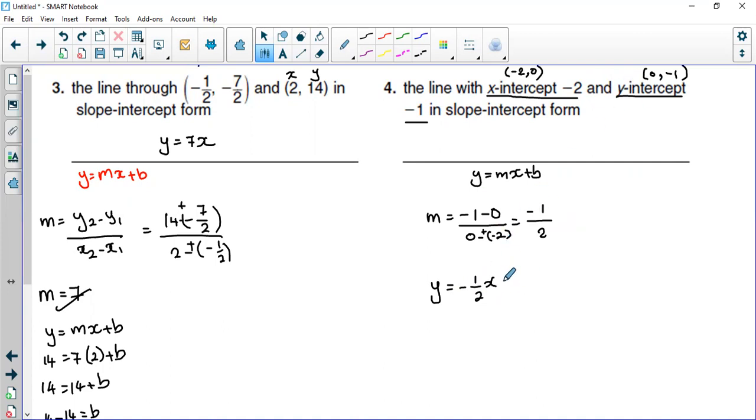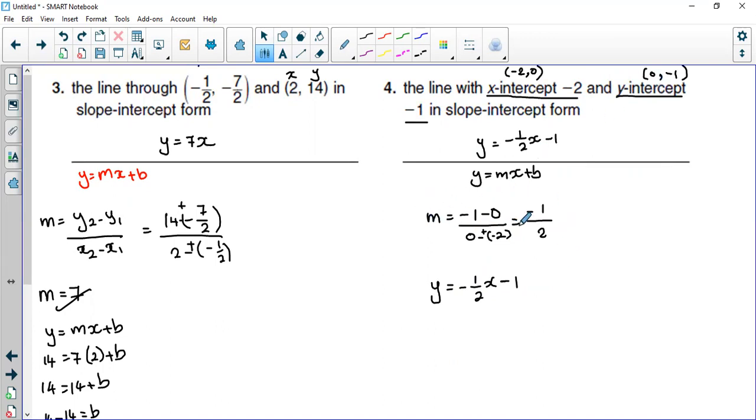Now y-intercept they gave us as negative 1. So this is going to be an equation. Y is equal to negative half x minus 1. That was easy because they have already given us the y-intercept. So we didn't have to find it.